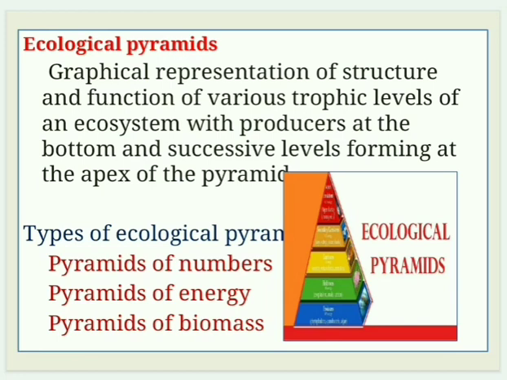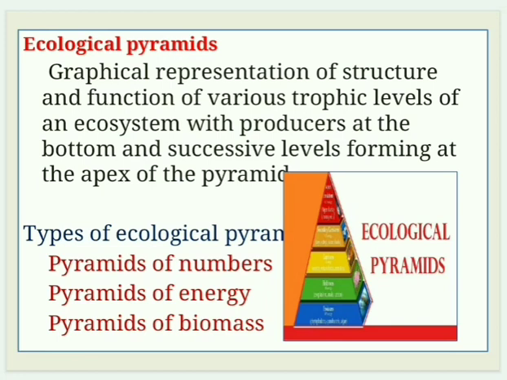But if you consider a pond ecosystem, it will be an inverted pyramid. Phytoplankton will be the producer, so that will be at the top. It is an inverted triangle shape. Producers form at the top, then primary consumers, secondary consumers, and tertiary consumers.